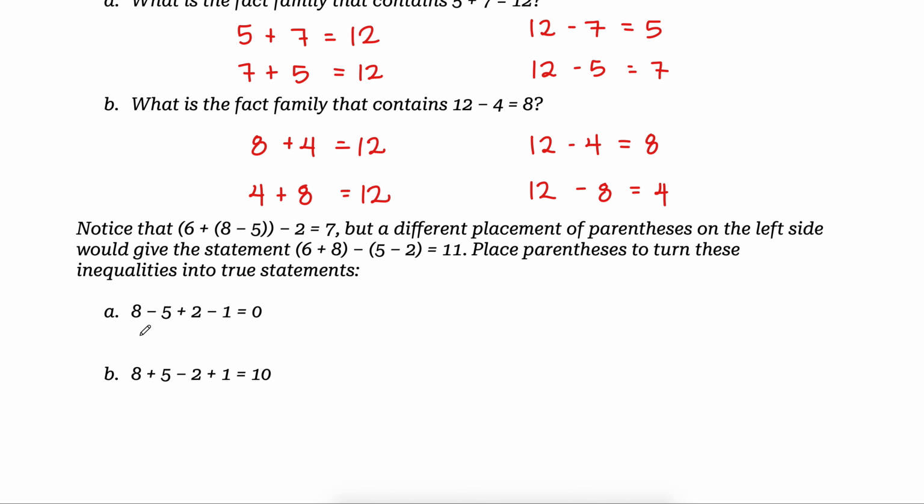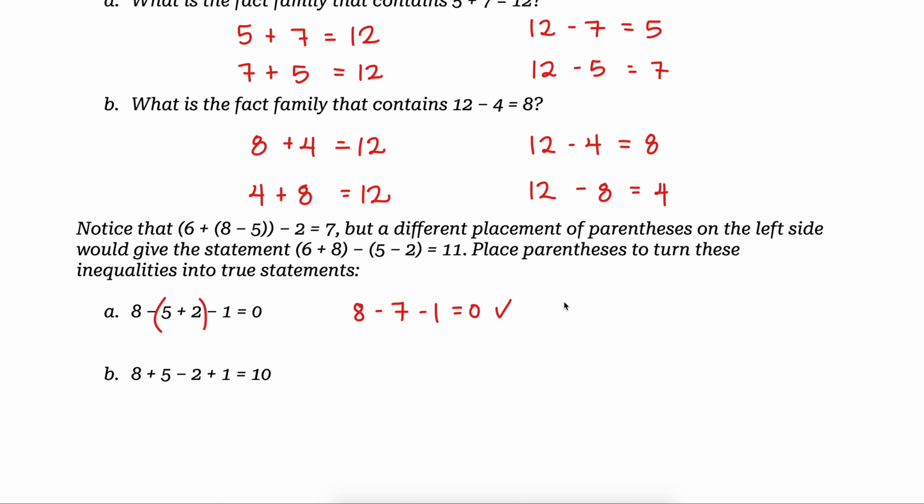So if we look at this first one here, we have 8 minus 5. If I were just to read this from left to right, that would be 3. 3 plus 2 is 5, minus 1 is 4. Certainly not equal to 0, but we can put some parentheses in to make this a true statement. In this first case, if I put parentheses around our middle two numbers, it tells me that I need to add those first. 5 plus 2 is now 7, so we have 8 minus 7 minus 1, and that is equal to 0.